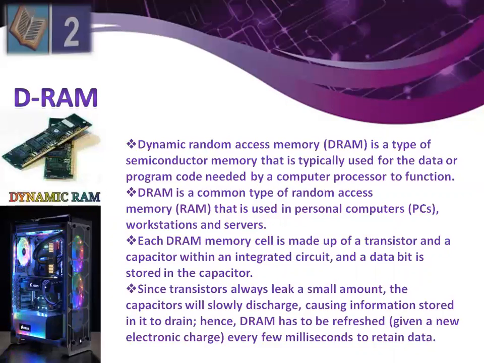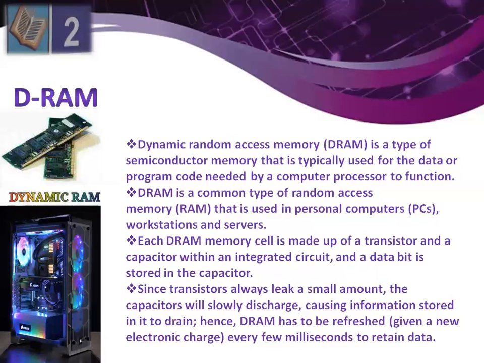Each DRAM memory cell is made up of a transistor and a capacitor within an integrated circuit, IC, and a data bit is stored in the capacitor. So DRAM is basically made of transistors and capacitors within ICs, and data can be stored in the form of bits on these capacitors. Transistors always leak a small amount. The capacitor will slowly discharge, causing information stored in it to drain. Hence, DRAM has to be refreshed, given a new electronic charge every few milliseconds to retain data.